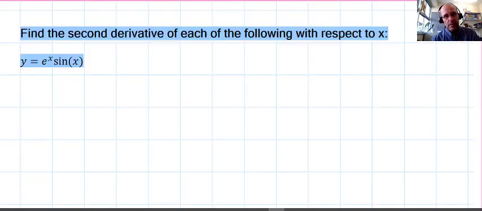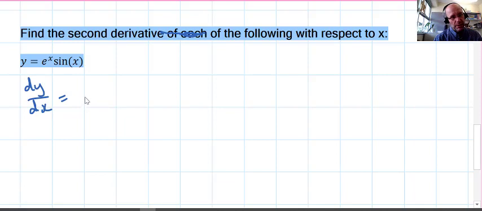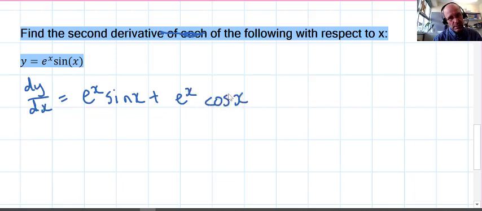Okay. Well, it says find the second derivative of each. I've only got one. So we've got the product rule. I'm going to use the Leibniz notation, and we've got the product rule there. So the first derivative is e to the x sine x plus e to the x cos x. And then we've got the same process for the second derivative, but we've got two lots of the product rule.